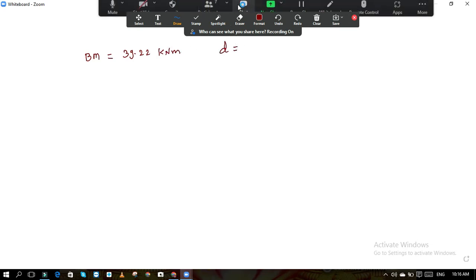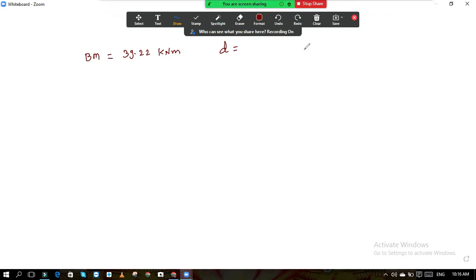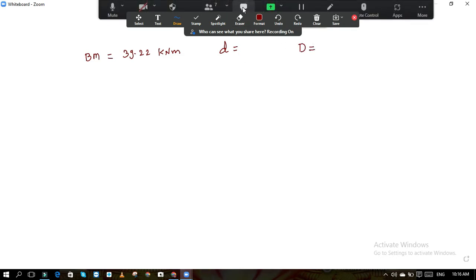Small d. Let me know both the values, small d and capital D: effective depth and overall depth. We have assumed 15 mm clear cover and 10 mm bar diameter. Overall depth is equal to 20 mm.